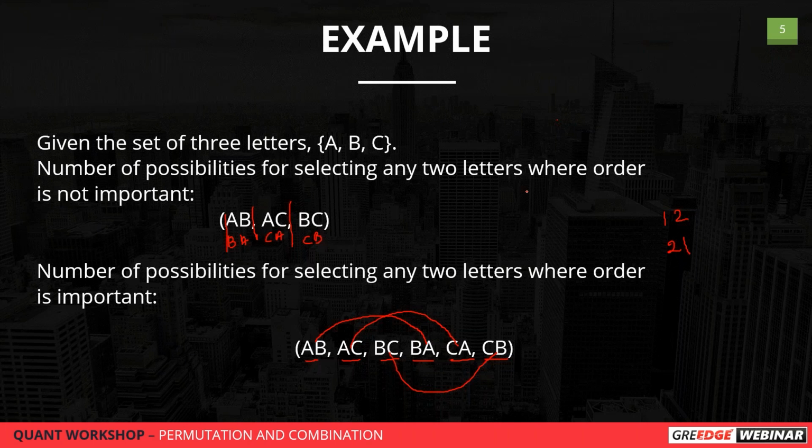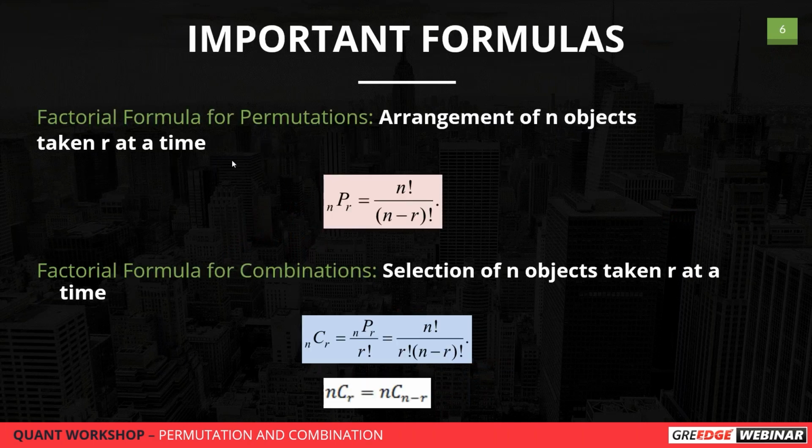Let's go with the formula. What is the basic formula? If we have n objects and we are going to choose r at a time, then the total number of ways the selection can be arranged is nPr. That formula is n factorial divided by (n minus r) factorial. For example, in the previous case, I have given 6 letters. If I'm asking you to choose 2 letters, here n is 6 and r equals 2. So nPr is 6P2, which gives 6 factorial by (6 minus 2) factorial.